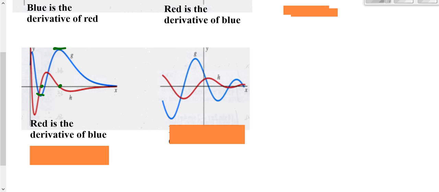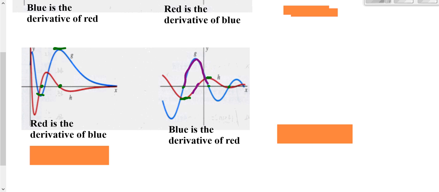I want to go ahead and take a look at the red. Max, horizontal tangent, derivative should be 0, which it is. Look here, min, horizontal tangent, my derivative should be 0, which it is. Over here, derivative is 0, horizontal tangent, which means my derivative is 0. By the way, going in between here, I'm going up. So in between these 2 points, my derivative has to be positive, which it is. So it appears that the blue is the derivative of the red.